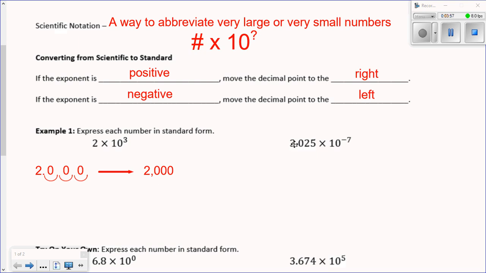Let's try it again with this one. We've got 3.025 times 10 to the negative 7. Our exponent is negative, so that means we're moving it to the left. We're going to start with our number, 3.025, and we have a decimal point in here. Now we're going to move it to the left 7 spaces. So 1, 2, 3, 4, 5.